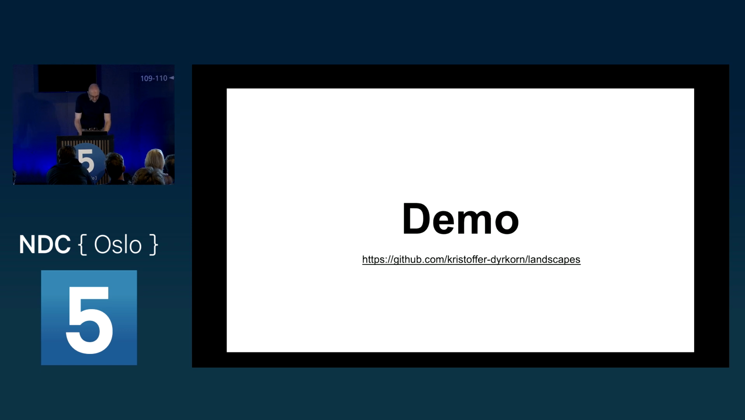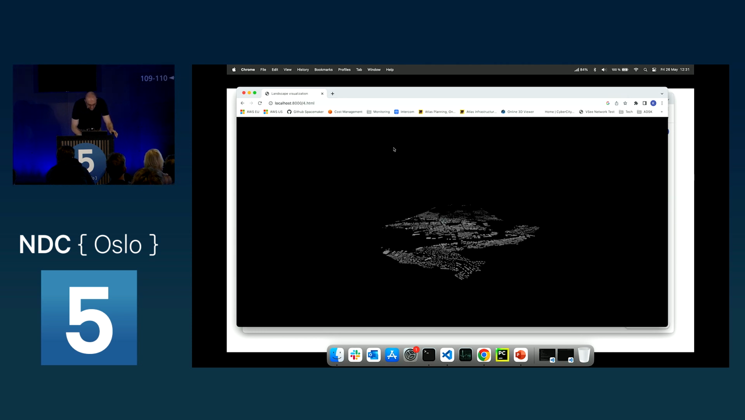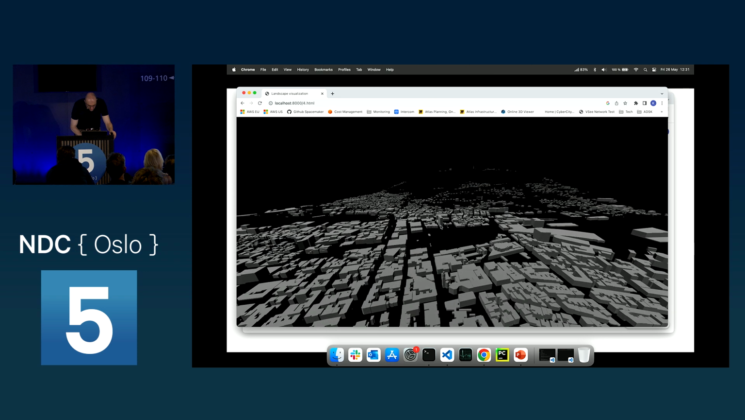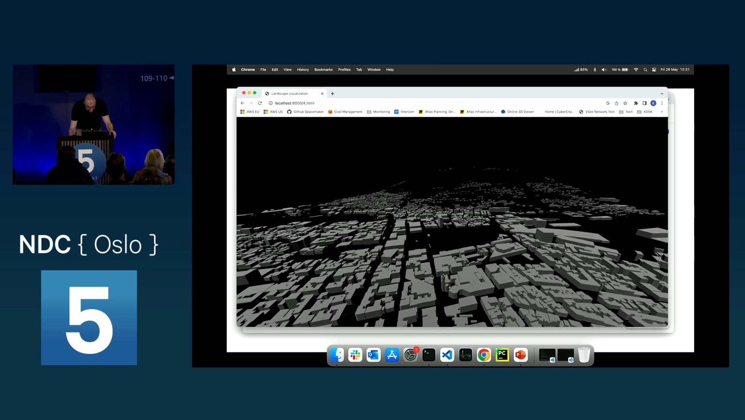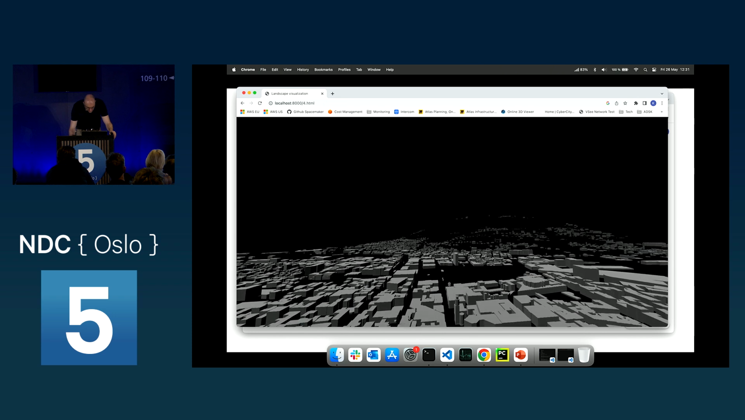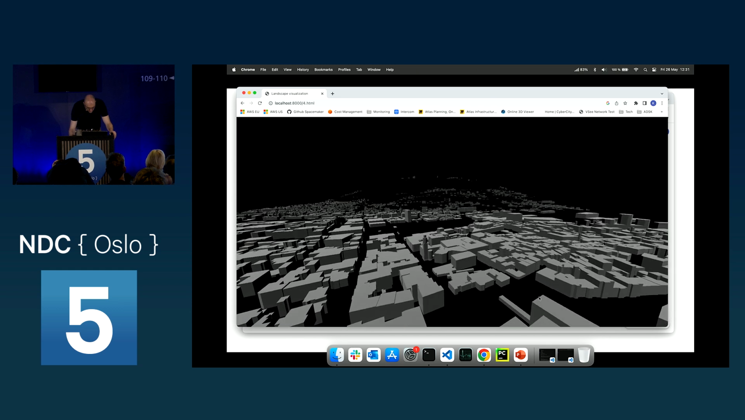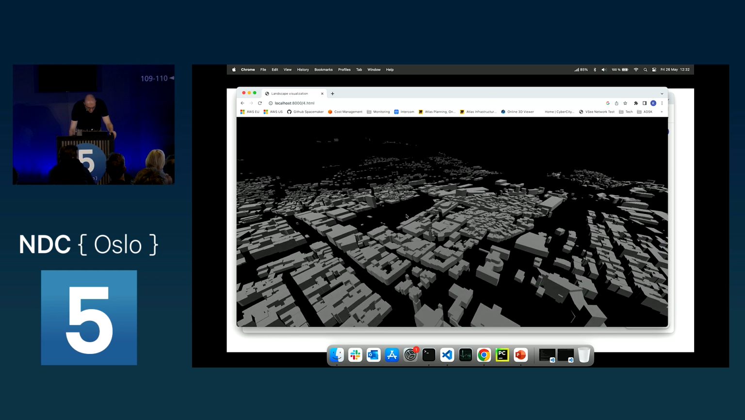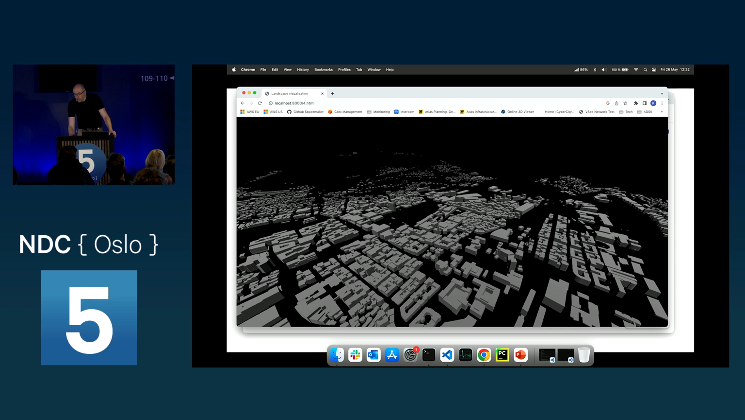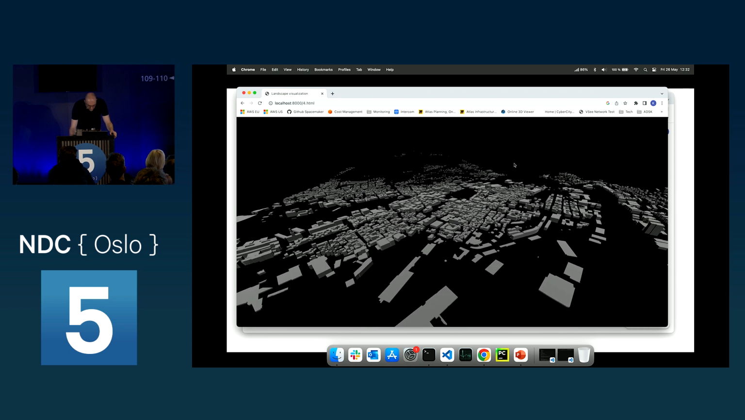Okay, back to the demo. Let's see where we are, what we've got. Yeah, buildings. Okay, Bergen is gone, but at least we have buildings. And this is how they look. Yeah, not too bad. Boxy and all of that. All of them are gray. I didn't add any color information here. So that's a bit bad, but okay.